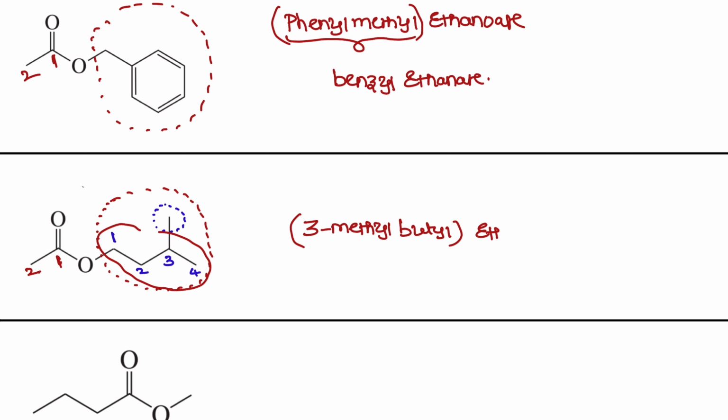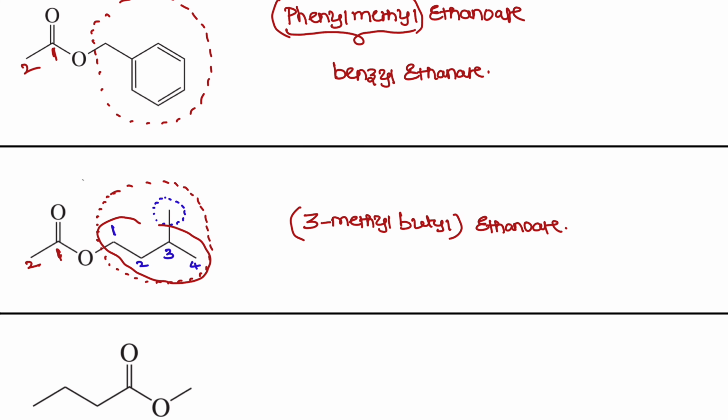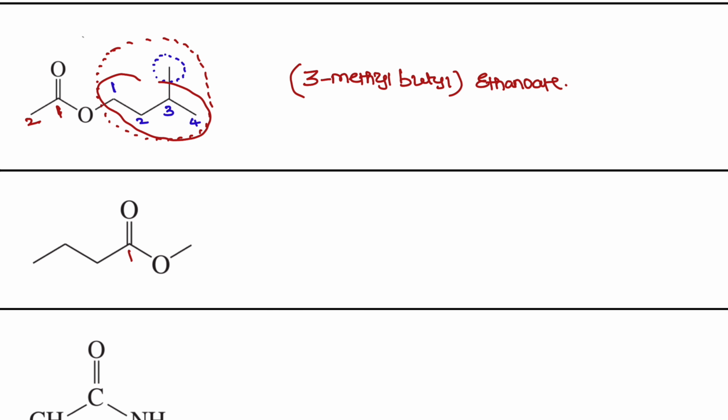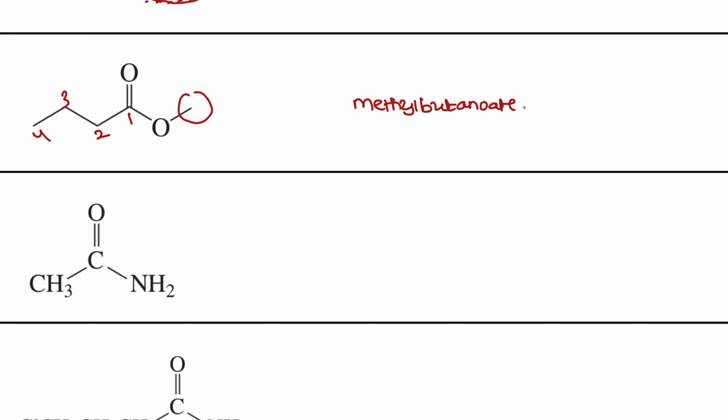Root word ethanoate. And the next example, 1, 2, 3, 4, and this is a methyl group, therefore it is methyl butanoate. Methyl butanoate. Next functional group is the amide functional group.